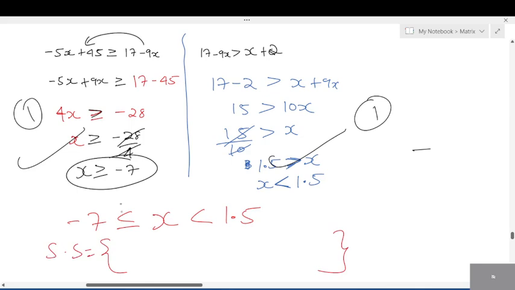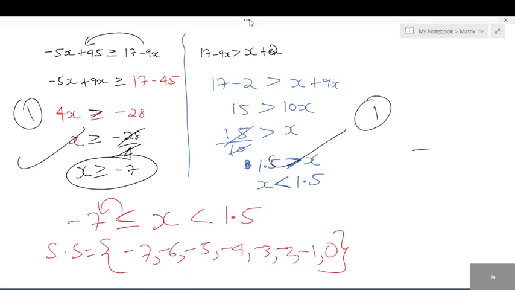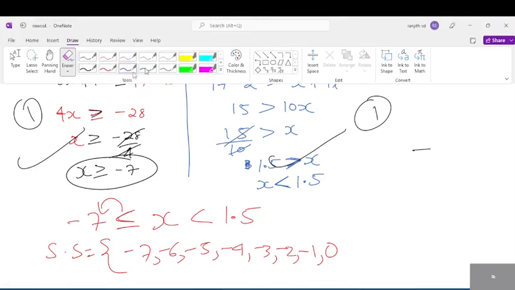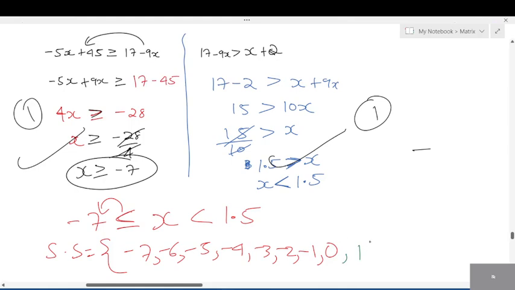Should I include even minus 7? Less than or equal to is given. Yes, minus 7, minus 6, minus 5, minus 4, minus 3, minus 2, minus 1, 0. What else? After 0, what do you get? 1. And 1.5, don't include 1.5, the equal to sign is not given. If you're done with this, you'll get another 1 mark for these two.